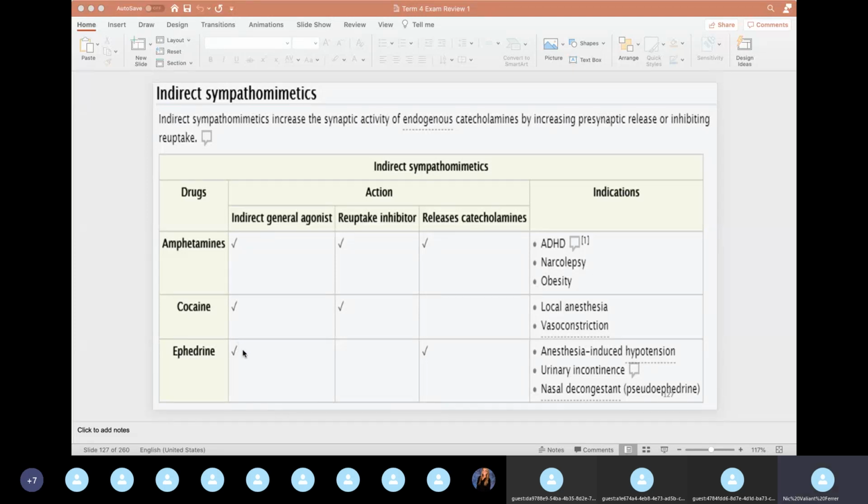Ephedrine, it is both, it releases catecholamine and indirect general agonist. It is commonly used for a nasal decongestant, but now they use pseudoephedrine because you can modify the ephedrine and make it into a much more lethal drug. So when you think indirect sympathomimetic, think they either increase the activity of endogenous catecholamines on the synaptic cleft, or they increase the release of these catecholamines, or they inhibit reuptake of the catecholamines. Okay? Know the indications for each.